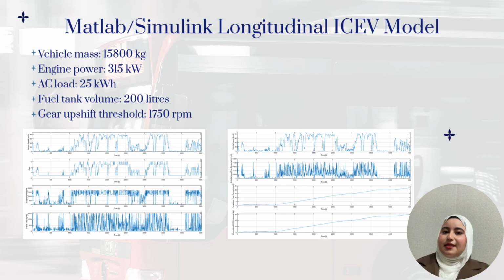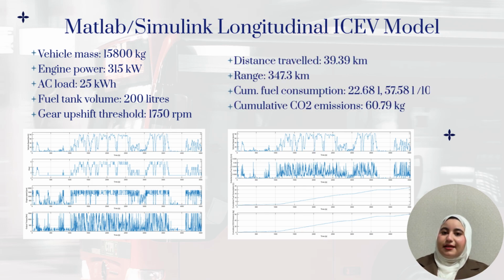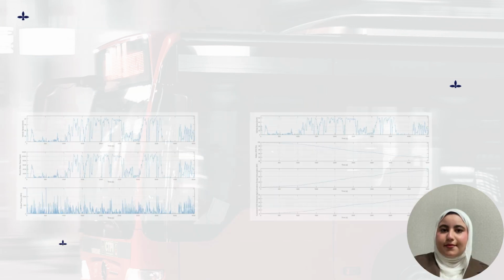You can see the vehicle speed, gear, engine speed, and output torque in the first graph, while the second graph represents instantaneous fuel consumption, cumulative fuel consumption, and cumulative carbon dioxide.